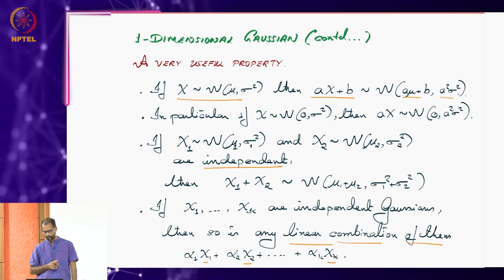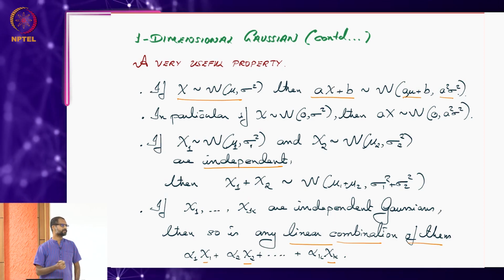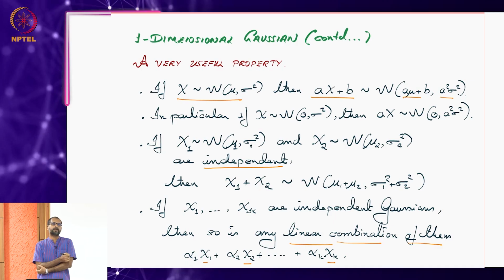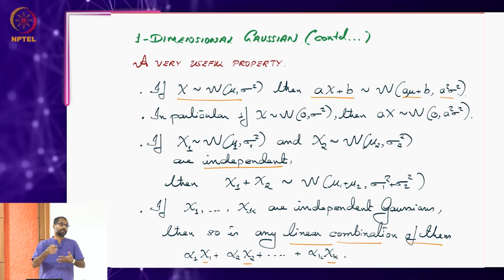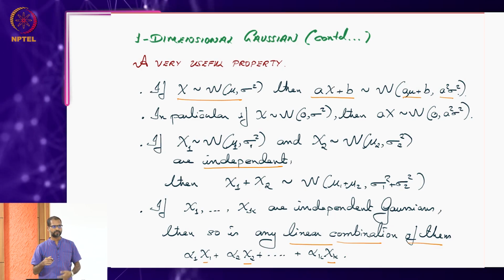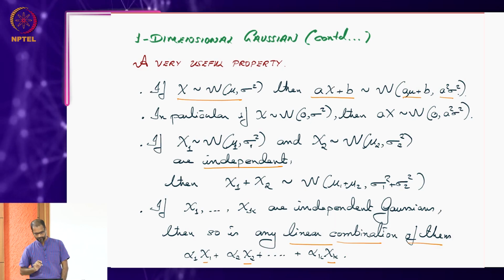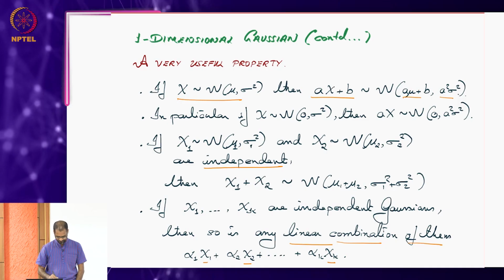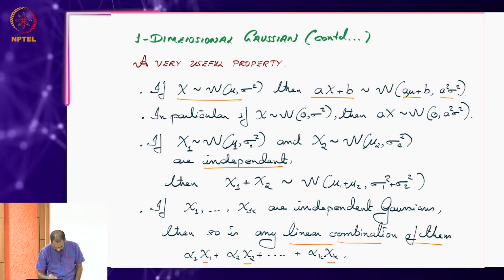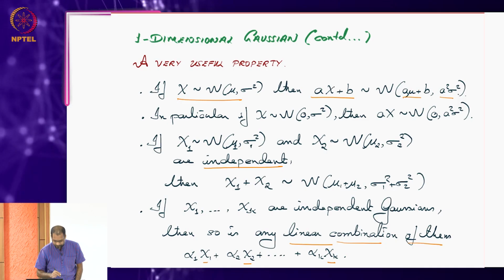Please try to remember this, that Gaussian has this very special property that it is closed under linear combinations of independent Gaussians. Independence is important. If it is not independent, we can say something, but let us not get into that. Everybody clear?